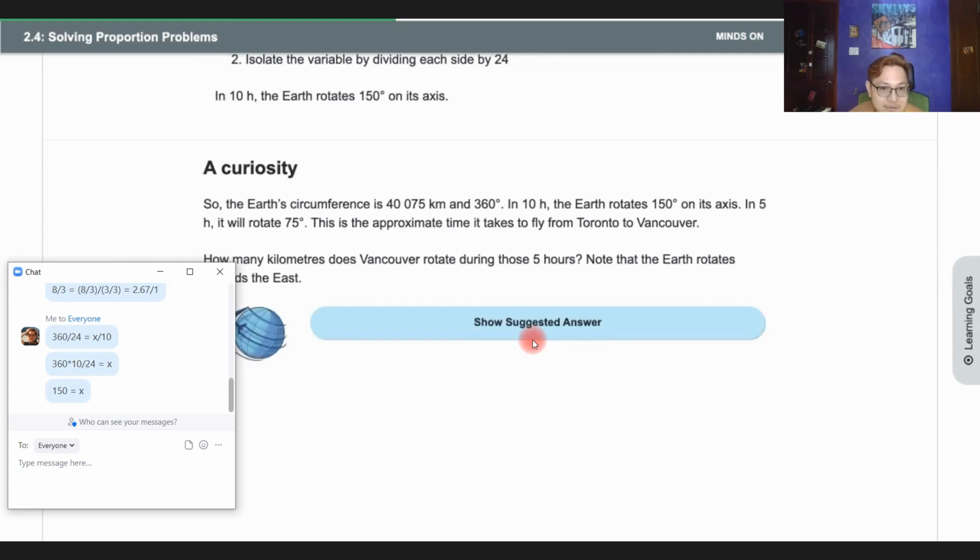In 5 hours to rotate 25. Approximate time it takes from Toronto to Vancouver. How many kilometers does Vancouver rotate during those 5 hours? Note that Earth rotates toward the east. So east is like moving to the right, so on its axis in 5 hours, 75 degrees.